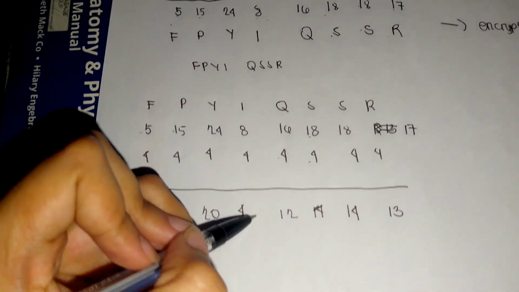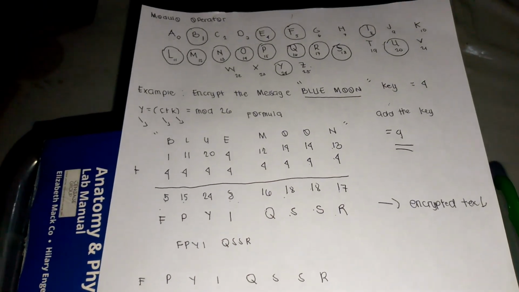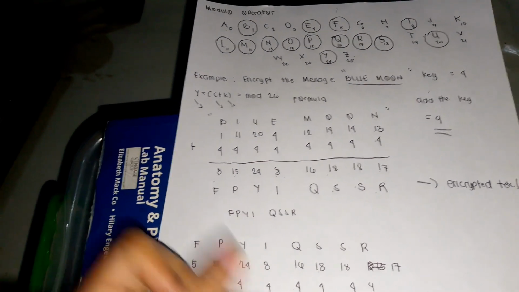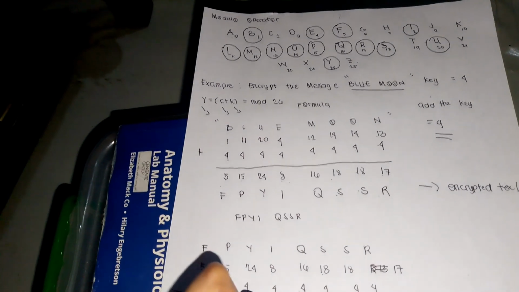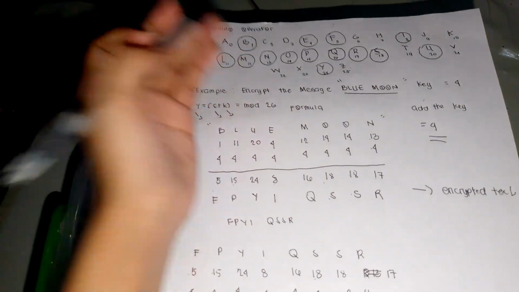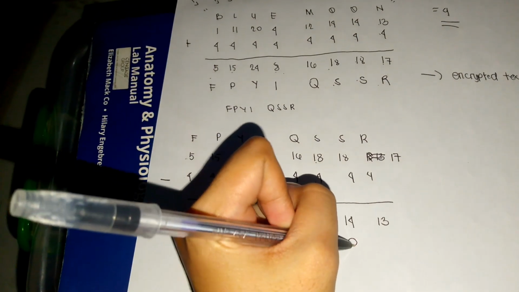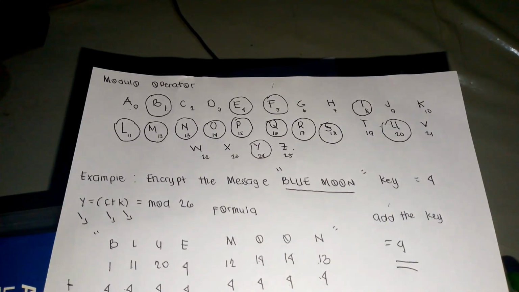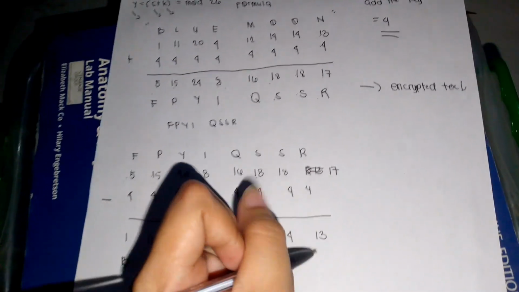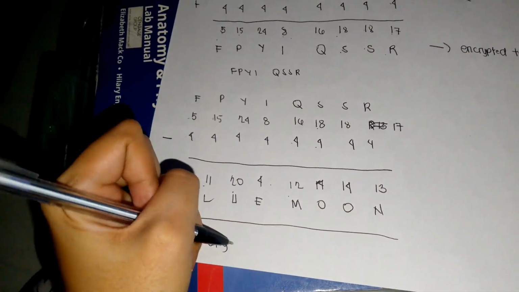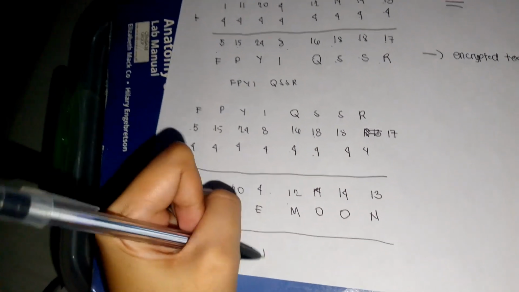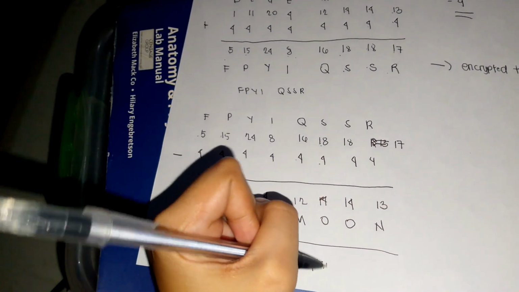4 is corresponding to E. As you can see, it's E. 12 is corresponding to M. 14 is corresponding to O. Same. Sorry, since they are the same number, they are the same letter. 13 is equal to N. Now we are back to our original text, or our plain text.